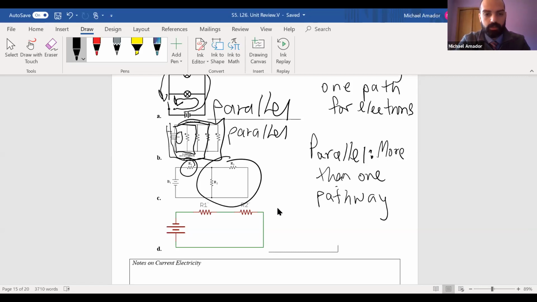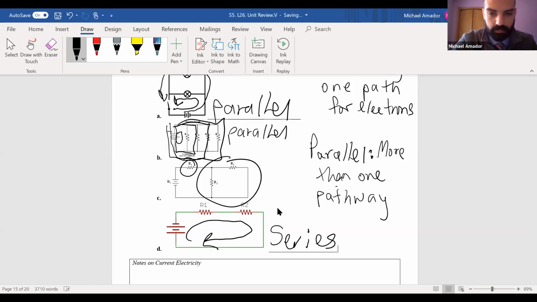Kaylin, you thought that we were working on D? Yeah. Okay, so Kaylin is saying that D would be series. Do you stick by your answer? I said that I think it was series because this one I only see one pathway for it to go. Yeah, there's only one pathway.